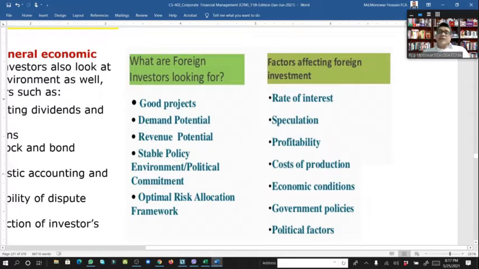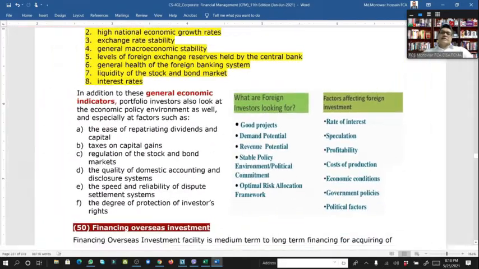But at this moment we have 9% interest in our country. The government declared it. And not only that, at this moment there are a few banks giving only 7% interest for a good borrower, not 9%. So day by day our interest is decreasing. And some other factors: speculation, profitability, cost of production, economic condition, government policy, and political factors. These types of factors matter to an investor for investing in another country.